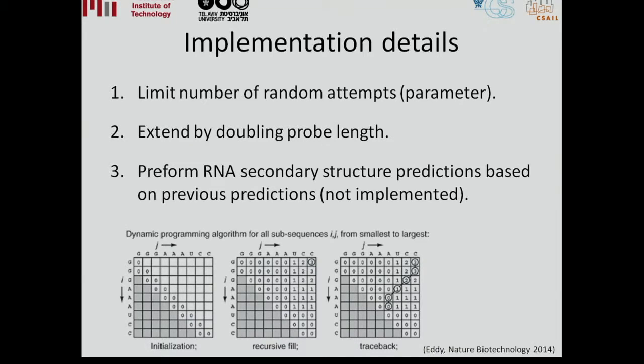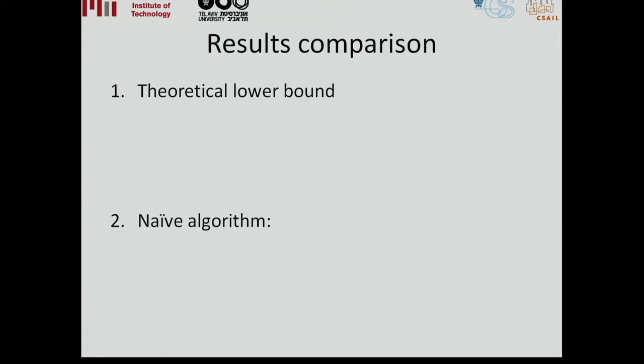So we limit the number of random attempts. Otherwise, if we do an exhaustive search, it might take 4 to the L. We also improve the running time of the extension by doubling the probe length, so we go from a factor of L to log L. We could also get some improvement, though it is not implemented, by doing the extension and using already solved sub-problems of the secondary structure prediction algorithms, which usually work using dynamic programming. I'll go on because I'm short on time.